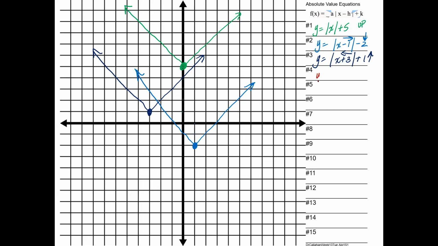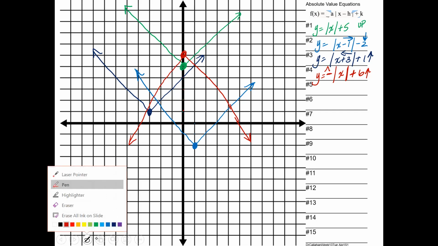Equation number 4. y equals negative absolute value of x plus 6. Okay, so you're going to go up 6. You're not going right or left, but it is going to be upside down. So take a look here. 1, 2, 3, 4, 5, 6 right here, and your V is going to be upside down. What just happened? Why did my equation all of a sudden flip over? Why did that happen? I wonder why.